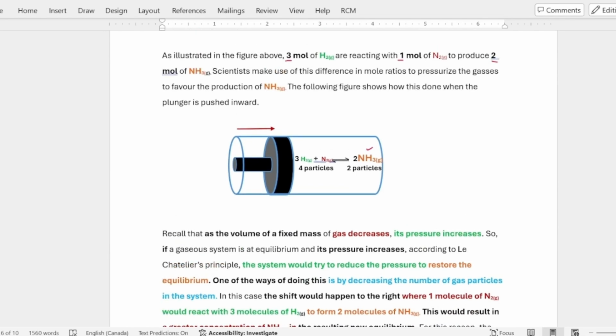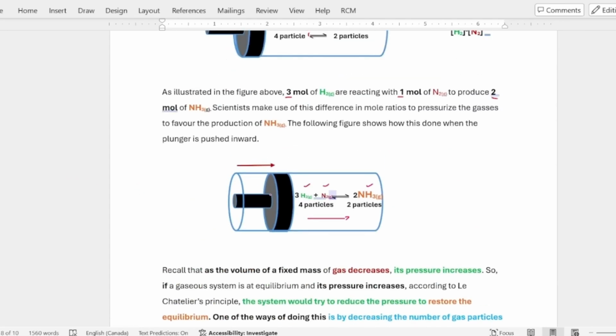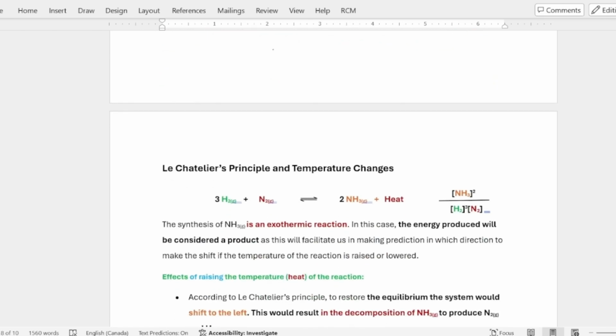So in this case, what's going to happen? Because you're increasing the pressure, the system will shift in a direction that makes a fewer number of particles. So you have 4 particles that are reacting here to give you 2 particles. So definitely the system will shift in that direction there to make ammonia, wherein you have fewer particles being formed. So when you squeeze these gases more, they allow 4 particles to make 2 particles. As such, the production of ammonia will increase.